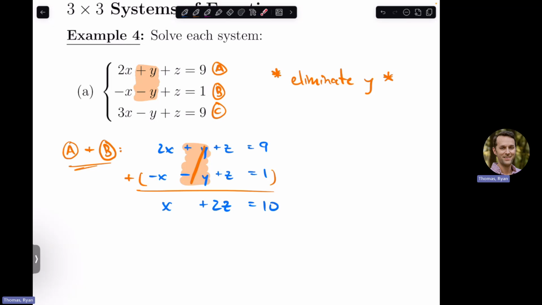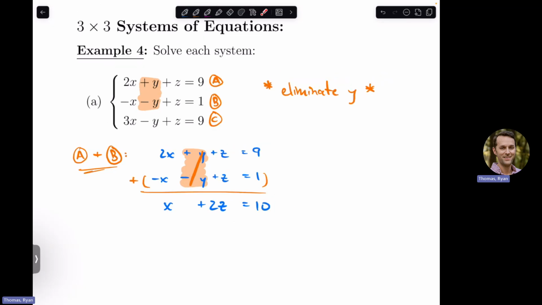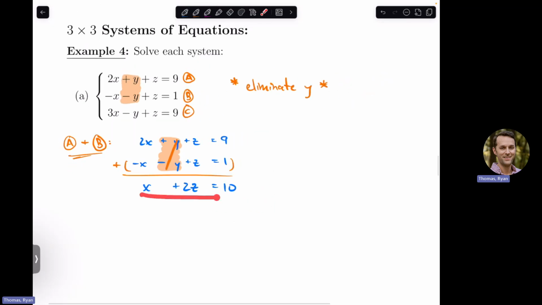And make sure to watch out for your z's not turning into 2's. Just be careful about that. We get a new equation that has x and z in it, right? So we've eliminated y. We get a new equation that only has the other two variables. That's great, but only useful if we can find another one that just has x and z.